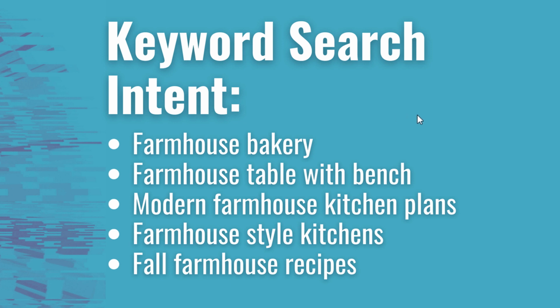So if I own a website, I need to understand how each of these keywords may fit into my overall content strategy. I don't own a farmhouse bakery. I can't give people a farmhouse bakery, so it's not a keyword I would target. I don't have any recipes on my website, so I'm not going to target fall farmhouse recipes. For farmhouse table with bench, I need to present people with a bunch of different products for sale that are farmhouse tables that have a bench.